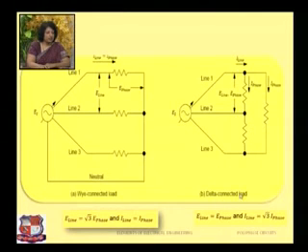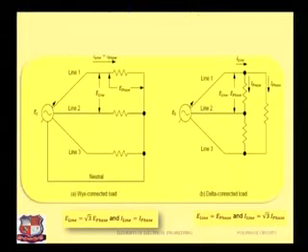So in case of delta connection, how do you remember? E_L is equal to E_ph and line current is √3 times of I_ph. So in case of star connection, line current and phase current are the same. In case of delta connection, line voltage and phase voltage are the same. And the other thing is, in case of star, E_L is √3 times of E_ph. In case of delta, I_L is √3 times of I_ph.